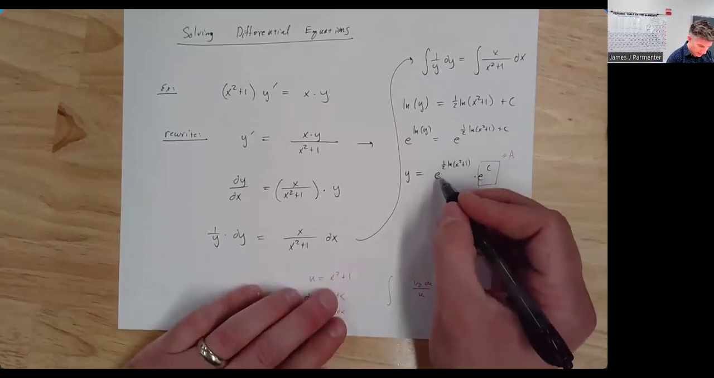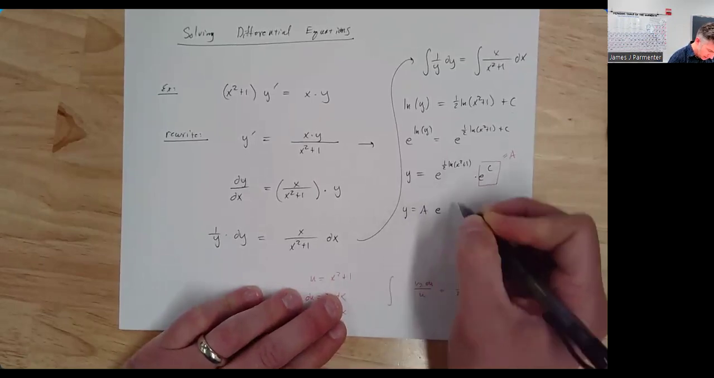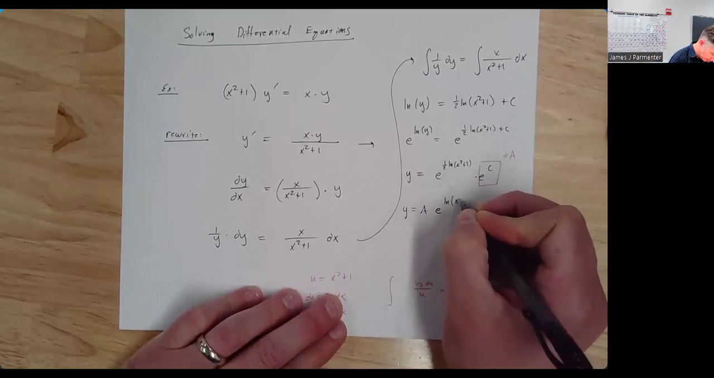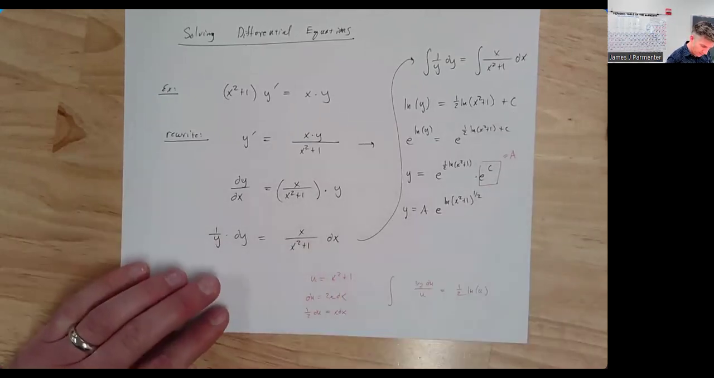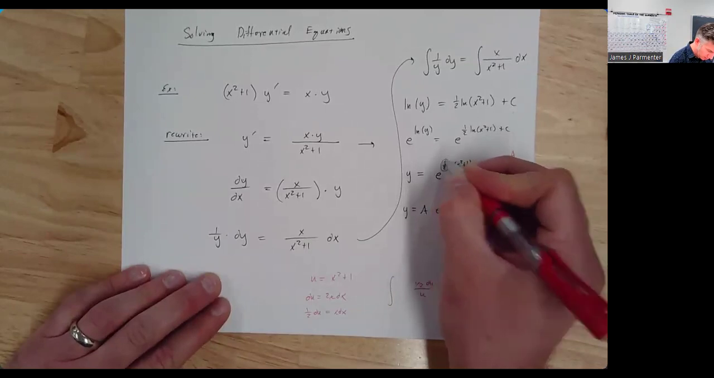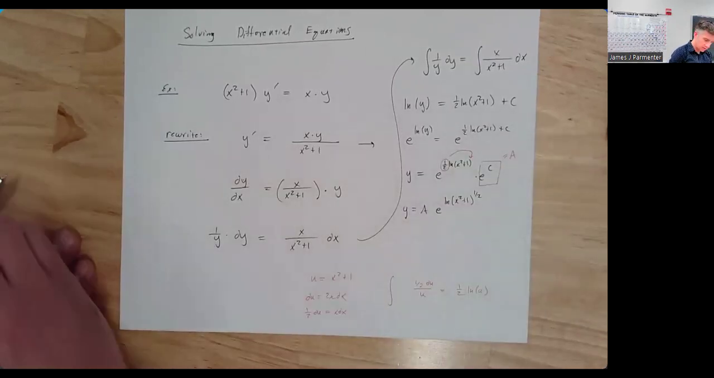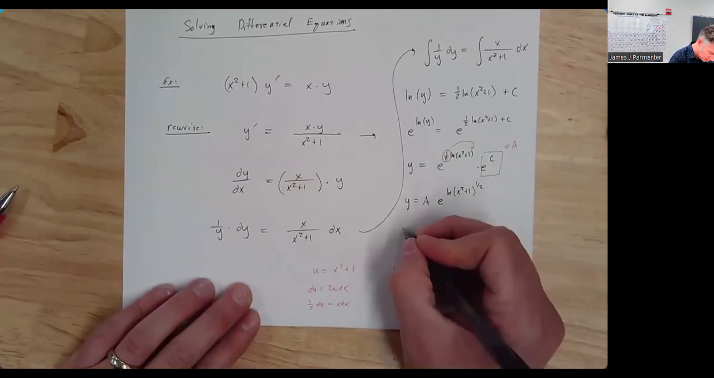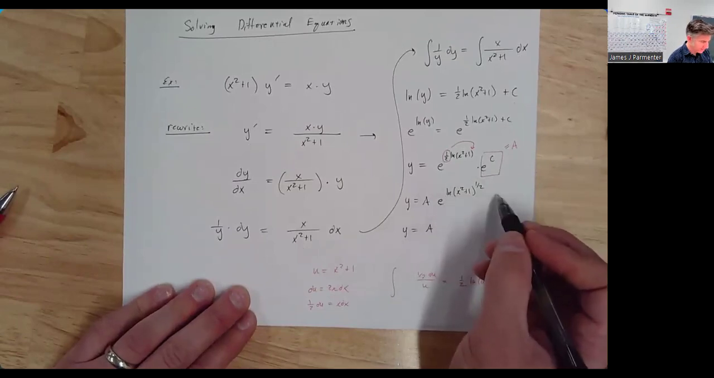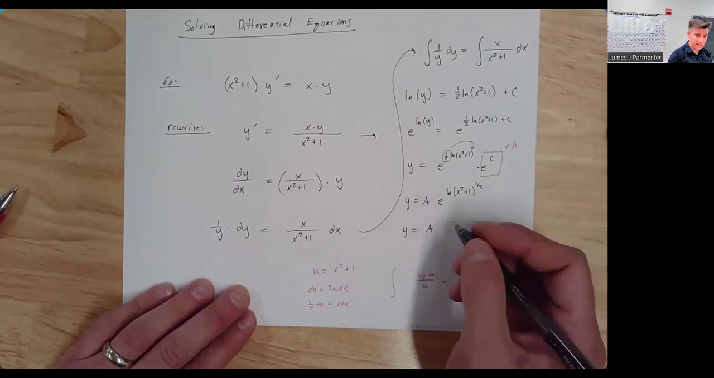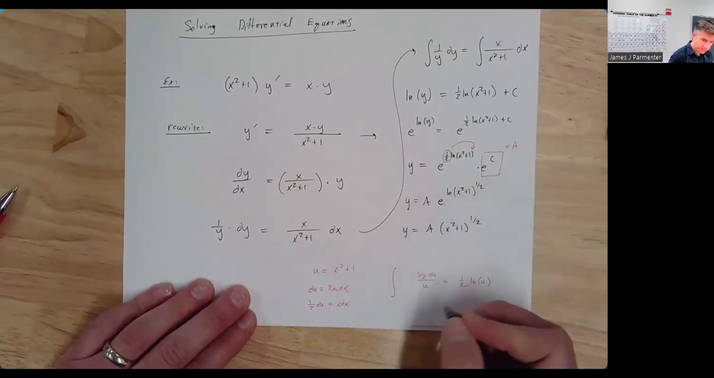And then the e to the 1/2 natural log of x squared plus 1, we can write as e to the natural log of x squared plus 1 to the 1/2. That 1/2 that's multiplying the natural log can come up as the power of the argument of the logarithm. But then we can rewrite this as y equal to A times e to the natural log of some stuff is just the stuff. So it's A times x squared plus 1 to the 1/2.